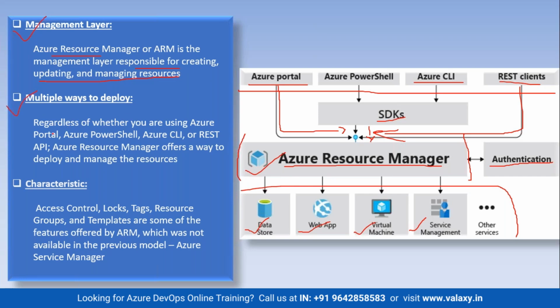There are multiple ways to deploy. Regardless of whether you're using the Azure Portal, PowerShell, CLI, or REST API, Azure Resource Manager offers a way to deploy and manage your resources. So these are the ways through which you will be able to access and manage your resources using ARM on the cloud. What are the different characteristics?